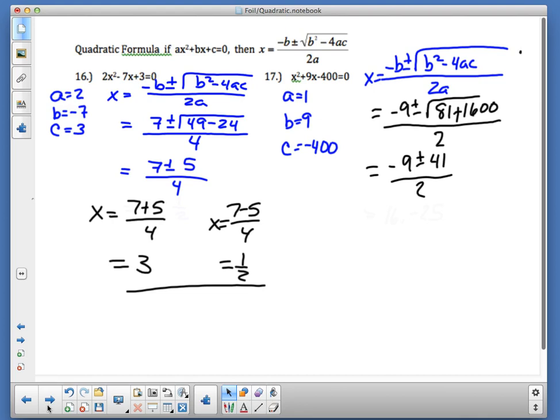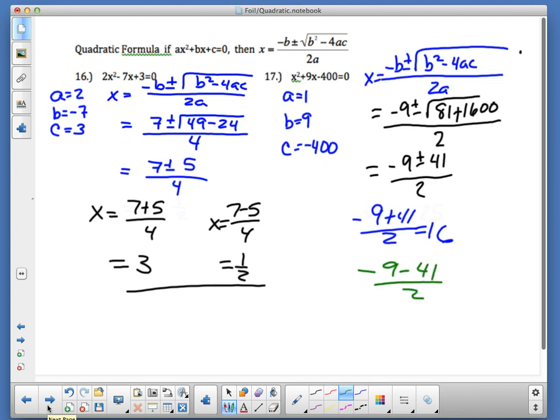Now, my next one. People are like, what? 1681 is, the square root of 1681 is 41. Okay, so negative 9 plus 41 is 32. 32 divided by 2 is? Negative 9 plus 41 divided by 2 is 16. Negative 9 minus 41 divided by 2 is negative 25. These are my 2 values. Okay? Are you okay with getting to the end using quadratic? Yes?